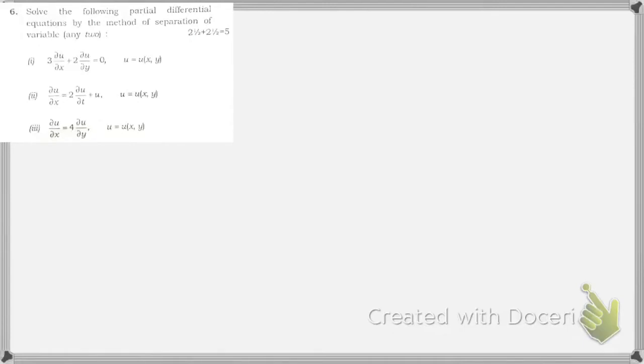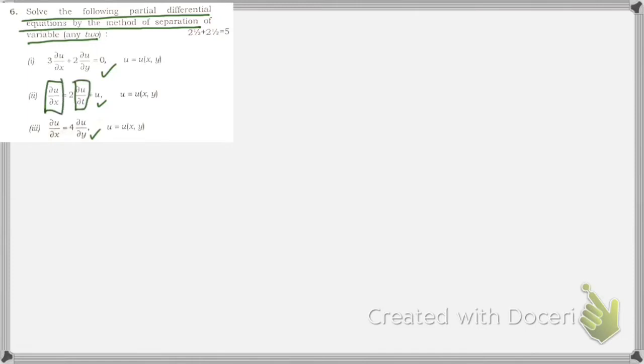This is question number 6. Here we solve the following partial differential equations by the method of separation of variables. Let me tell you one thing: here you have del u by del t and del u by del x, so this function should be u of x and t only. There is a printing mistake, it should not be y. Okay, now let us continue.